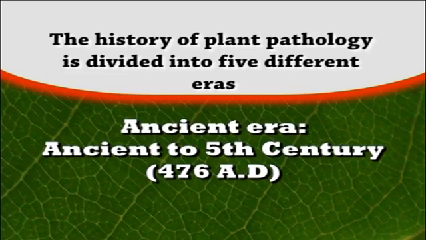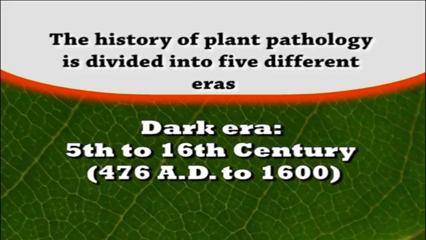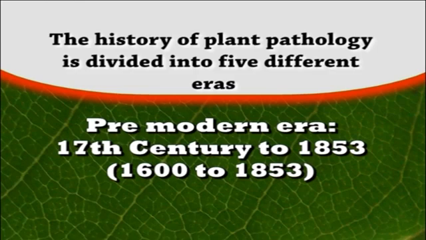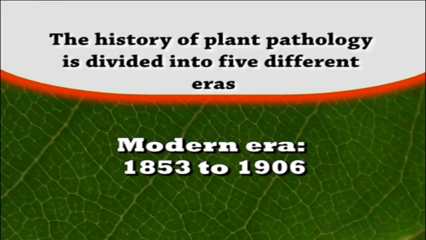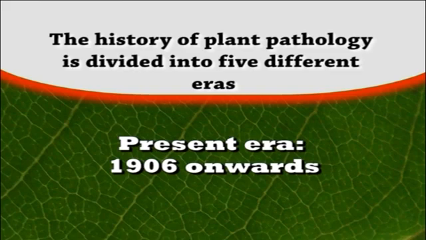They are the ancient era, ancient to 5th century, that is 476 AD. Secondly, dark era, 5th to 16th century, that is 476 AD to 1600. Next is pre-modern era, 17th century to 1853, that is 1600 to 1853. Next is modern era, 1853 to 1906, and present era, that is 1906 onwards.